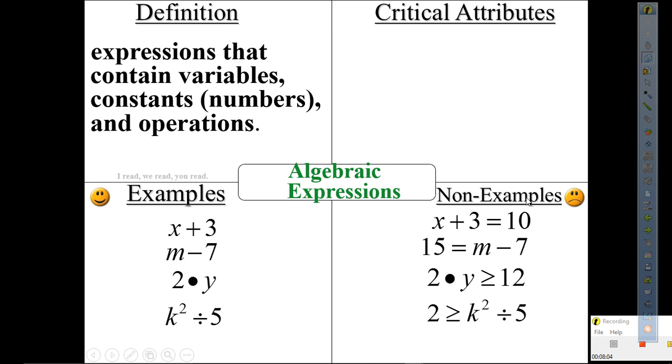All right, talk it over with your neighbor. Why are these not algebraic expressions? All right, let's see. I heard because they are equations, but not all of them. Only these two are equations. Does everybody know what these are called? Inequalities. You should have covered this some time back, right? Equations and inequalities. All right.